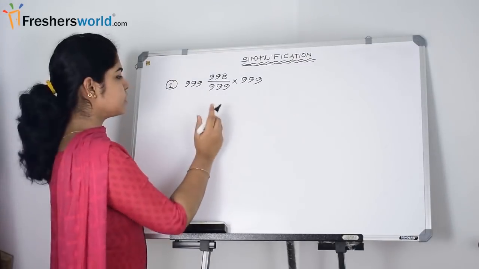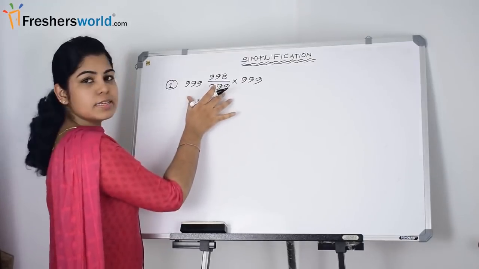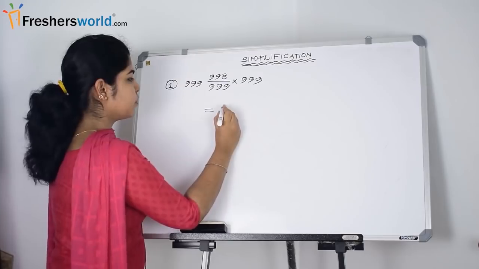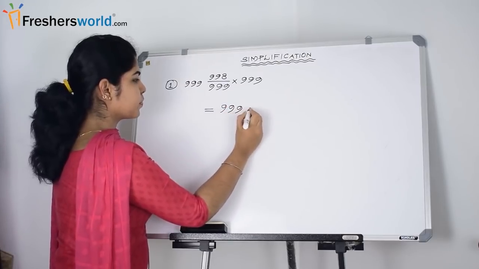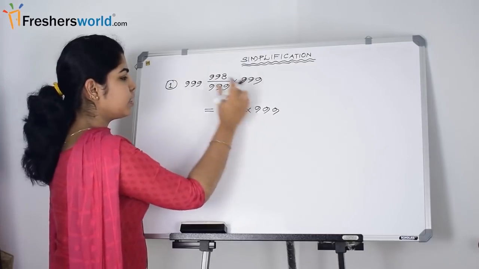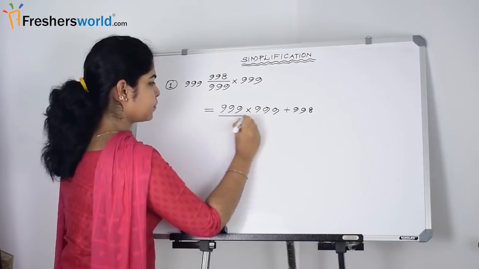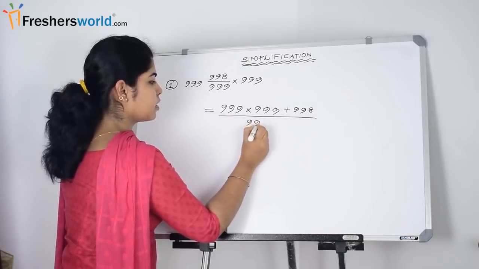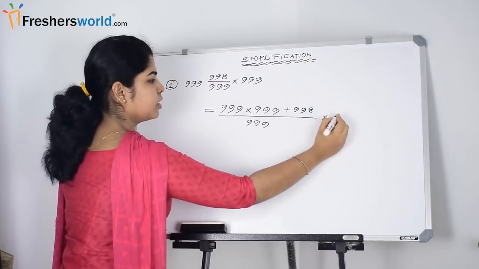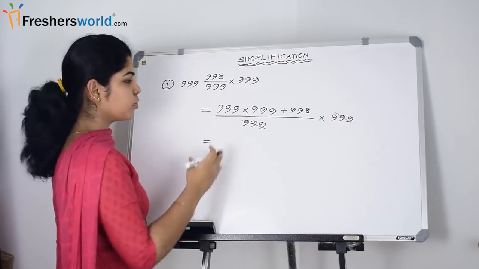So now we are going to solve this question. In the first step, what are we going to do? See, here is a mixed fraction. Now we have to convert this into a proper fraction. For that, we multiply this whole number with the denominator and add it to the numerator. Now the denominator is the same and then I am multiplying it with 999. So now I am going to rewrite this.